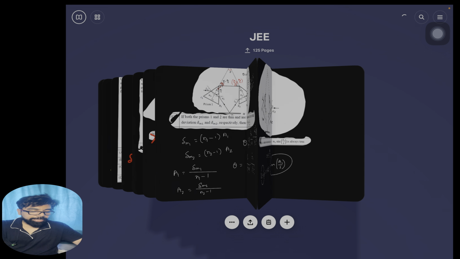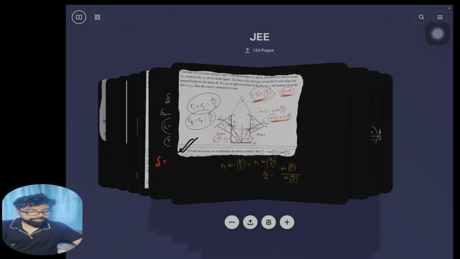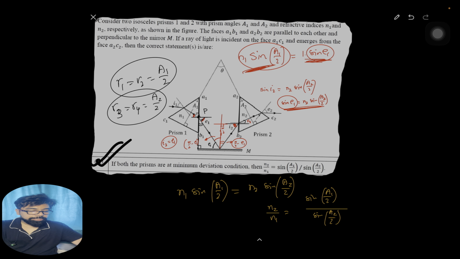So what we got as the answers? We got D, C correct, B is incorrect, and A is also correct. So A, C, D are correct options for this question.